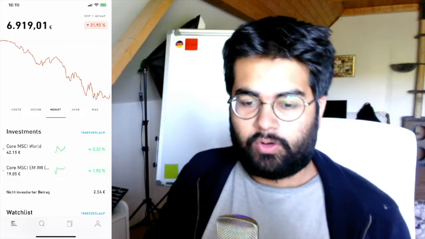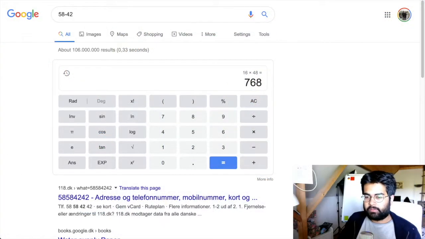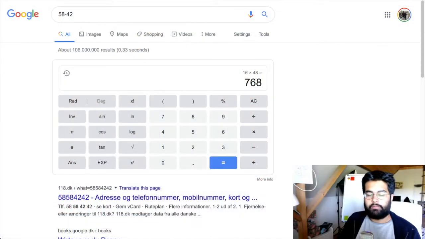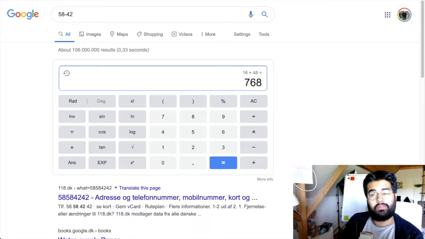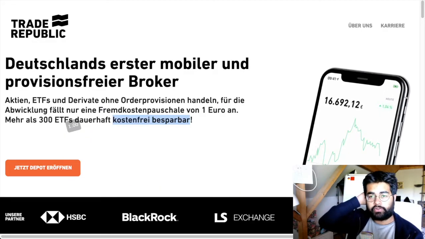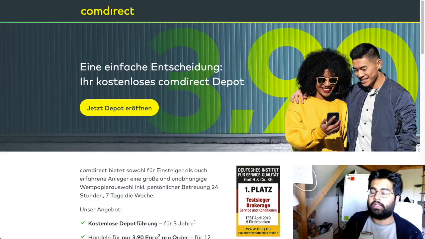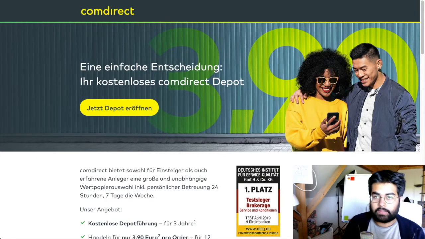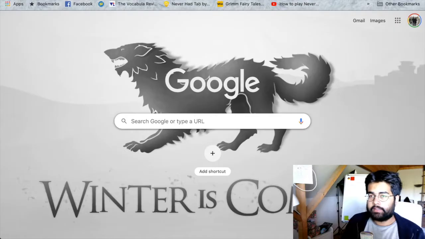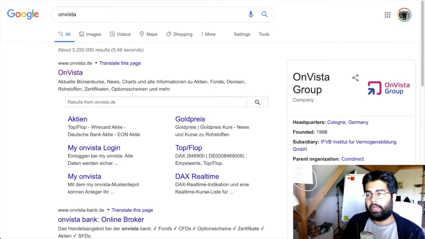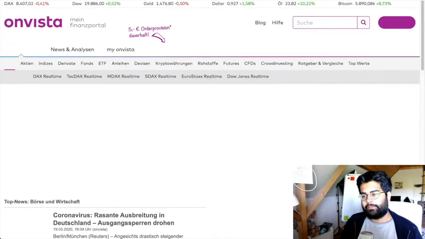This is what I wanted to share with you guys real quick, and I hope you learn something from it and think about starting your own depots. If you haven't started your depot yet, I think it is going to be really nice if you take a look at Trade Republic and Comdirect. Both of these are really good depots. Then there's another one called OnVista. That is nice. You can also take a look there.